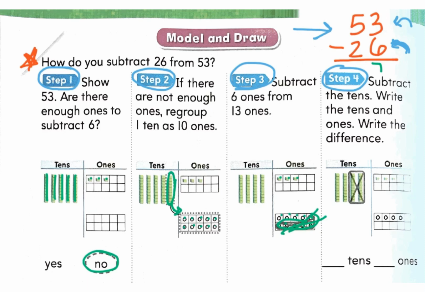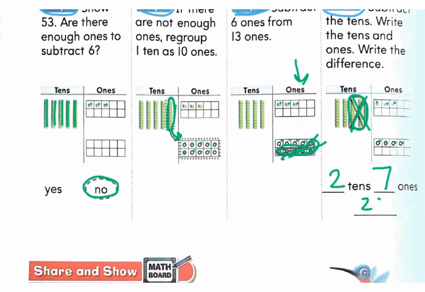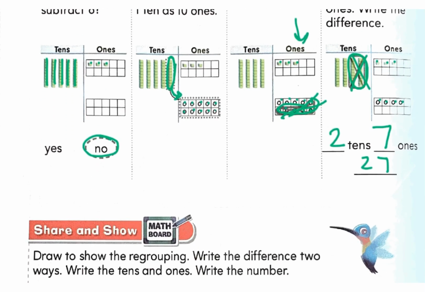We can do that. So we have 4 tens left, because remember, we took 1 away to turn it into ones. So 4 tens minus 2 is 2 tens. And we learned from step 3 that we have 1, 2, 3, 4, 5, 6, 7 ones. So 53 minus 26 is 27. Great job, everyone.